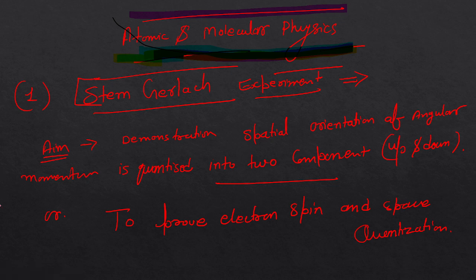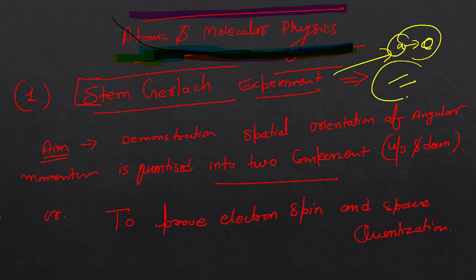Before this experiment, there was no clue about how an electron revolves, or whether there is any electron spin concept. After studying the Stern-Gerlach experiment, scientists came to know that yes, the electron has angular momentum which is quantized. Quantized means that the angular momentum which a particular atom or electron has is because of spin and orbital motion. All these things were proved because of this experiment, and it is one of the most important experiments that we have to study.